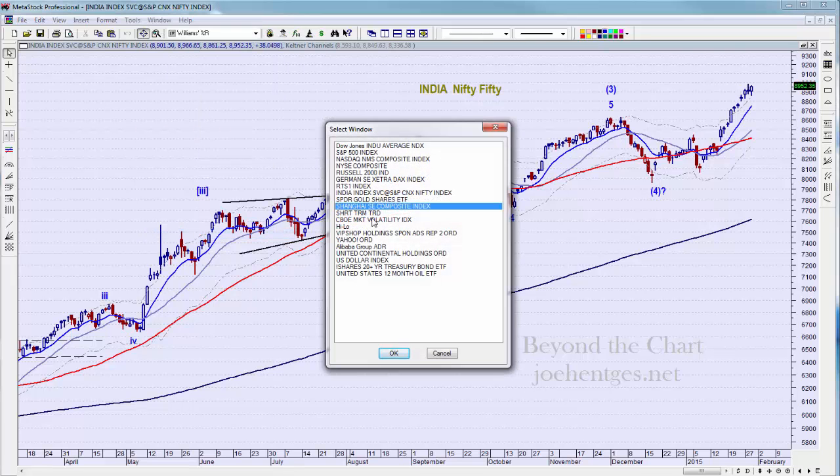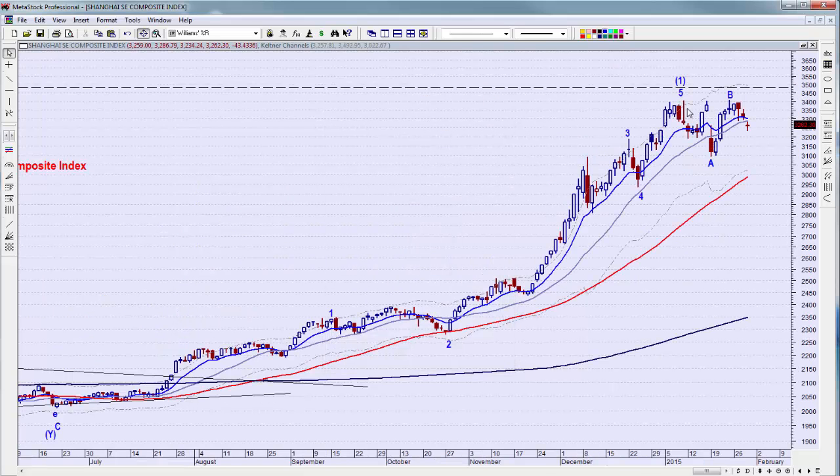And the last one we want to take a look at is the Shanghai Composite. Again, I think this is setting up a little bit of an A, B, C. I'm expecting this to come back down. Looks like a flat to me because we got three waves here, A, B, and expecting it to come back down. Maybe we come back down to the 55, bottom of the 4th wave kind of thing.